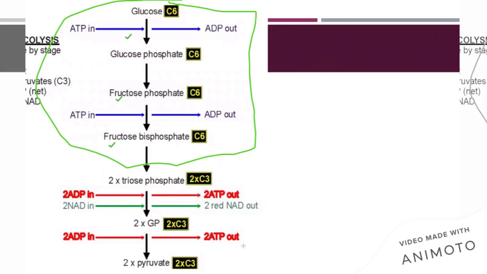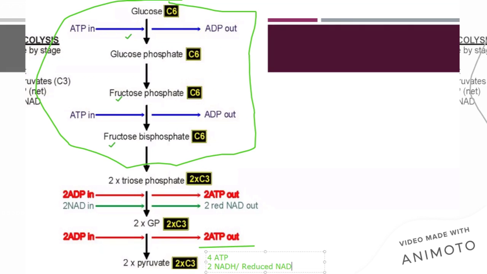We could add up here 4 ATP that is produced, and 2 NADH, or we can call it reduced NAD. So from this we can add up that we produce 4 ATP and 2 reduced NAD.